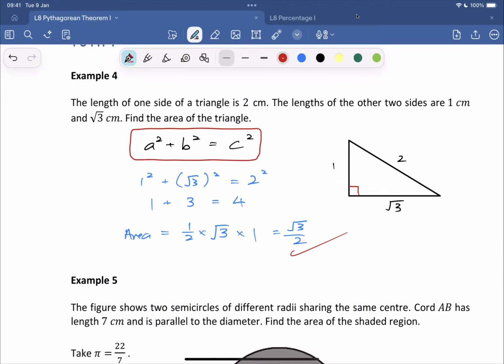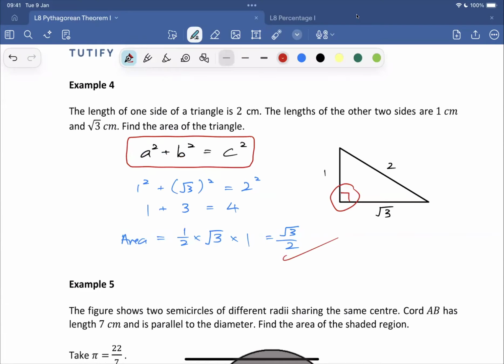What did we learn here? Since we know that Pythagoras only works for right-angled triangles, if the three sides satisfy the equation, then you can say that this is a right-angled triangle. It's important to show that this is right-angled, because if you don't show that, you cannot find the area. Why can't you find the area? Because the base must be perpendicular to the height. If you cannot prove that it is a right angle, then you cannot have the base and you cannot have the height. So that's why it is important to prove that it is a right angle first. Then you can find the area.